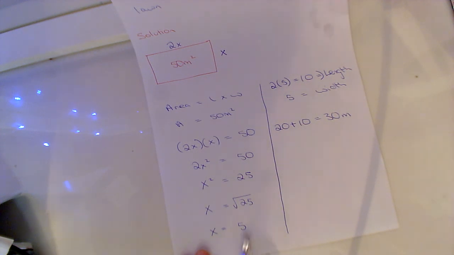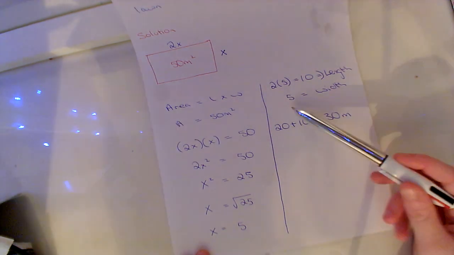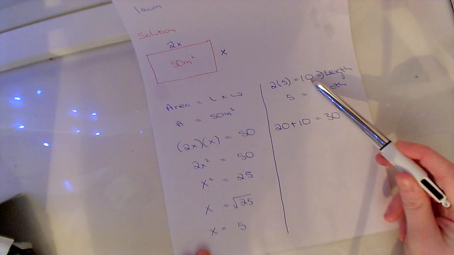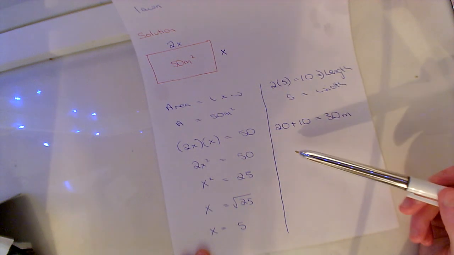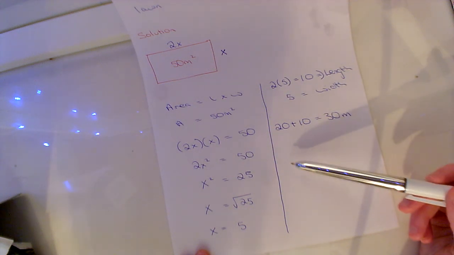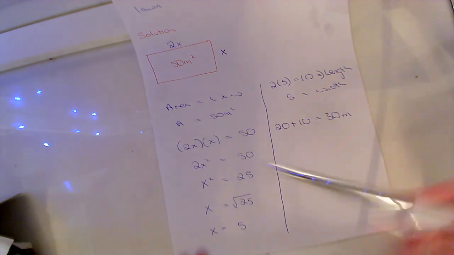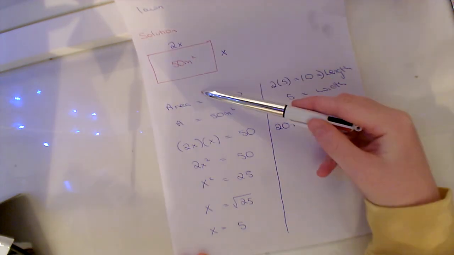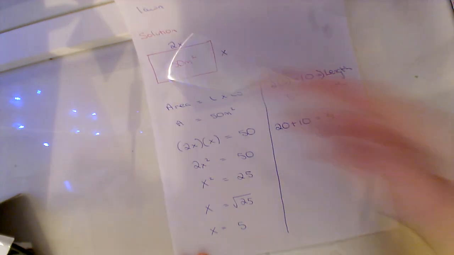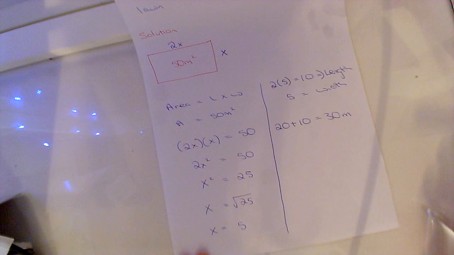Okay, so that there is my width, and then if my length is 2 times my width, my length must be 10. Okay, so my width is 5, my length is 10, and then I was asked to find the perimeter of this lawn. Okay, so basically it's going to be 10, 20, and then plus 5 will give me 30 as the perimeter.